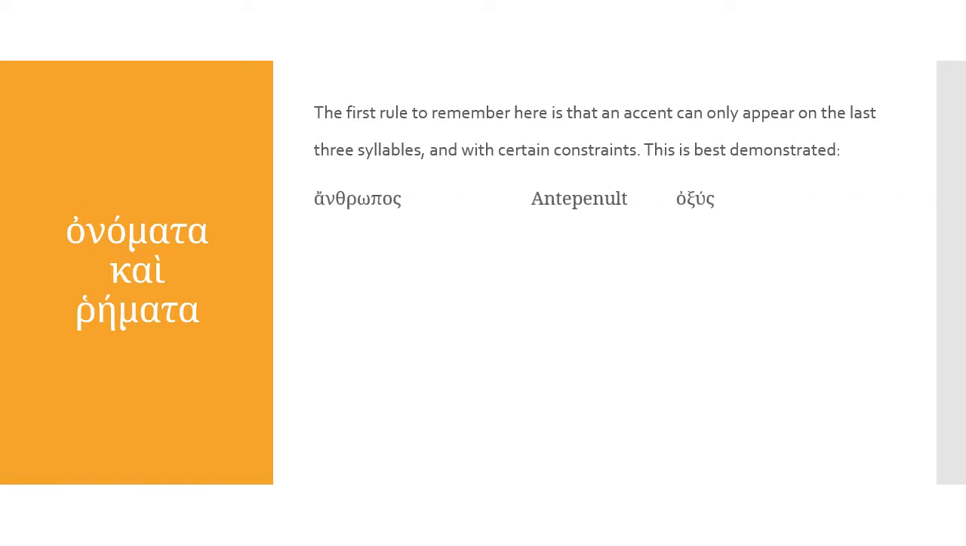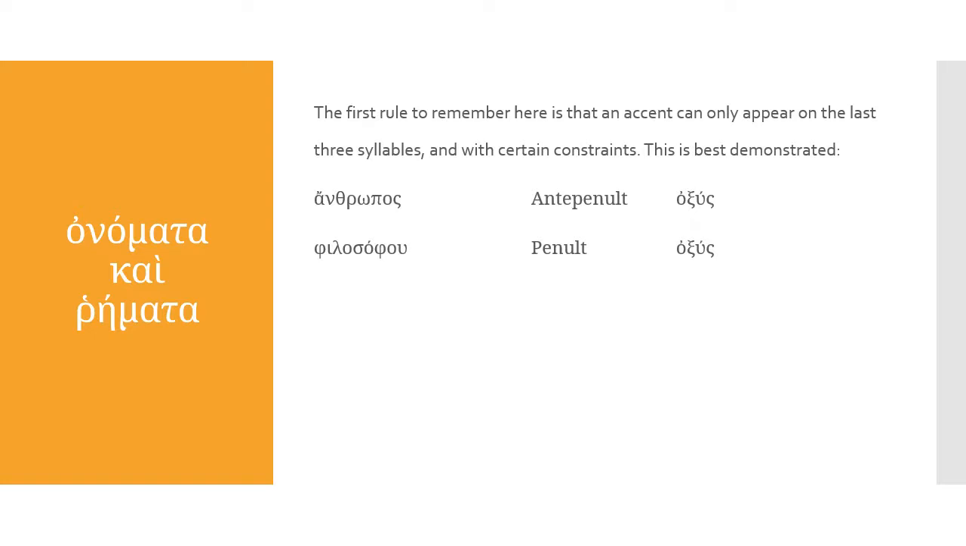So here we have the word anthropos. The accent is on the third last syllable, the antepenult, and it is oxus. An accent that is three back can only ever be oxus. Here we have philosophou. Here the accent is upon the second last syllable and it is oxus.